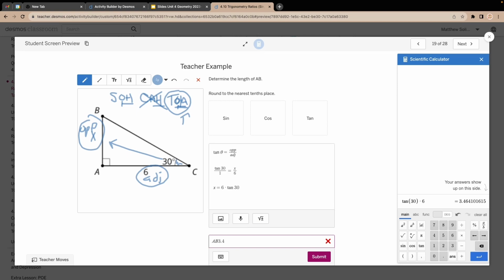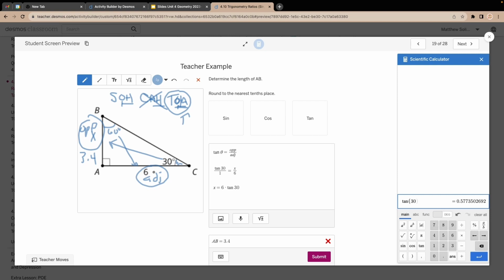One thing that you want to notice here: 3.4. Remember, this angle is 30, this angle is 60. So the bigger side is across from the bigger angle. So this is the bigger side, and the opposite's got to be smaller. So 3.4 makes sense. If this was a 45-degree angle, the sides would be equal. But we know it's going to be like 57%. So tan 30, if you want to think about a percent, the opposite side is like 57% of this side.